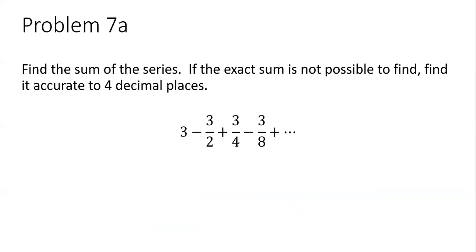Number 7, part A. Find the sum of the series. If the exact sum is not possible, find it accurate to 4 decimal places. So this is our series. So can you find the sum?